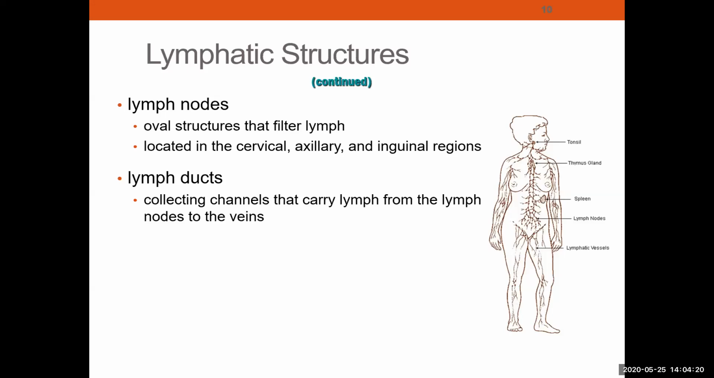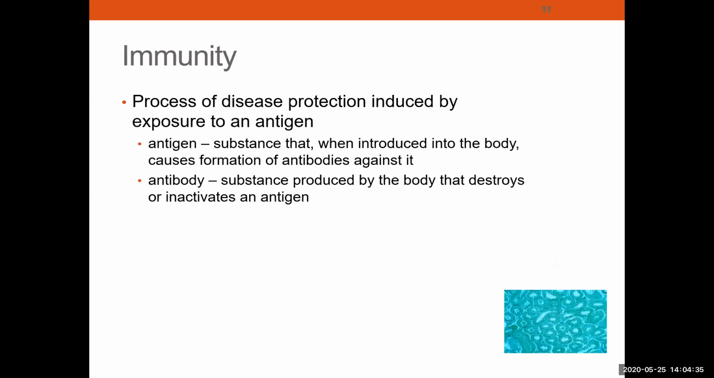The nodes are oval structures that filter lymph, and they're located throughout the body. Cervical, axilla, and inguinal regions are usually the ones that you can feel, although we have them other places. The ducts are collecting channels that carry lymph from the lymph nodes to the veins.